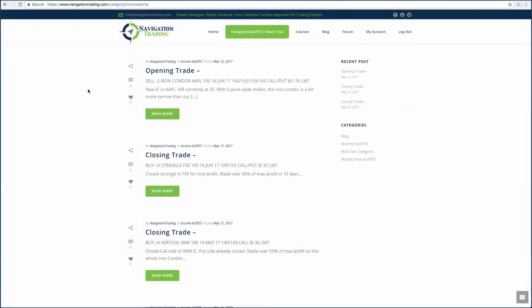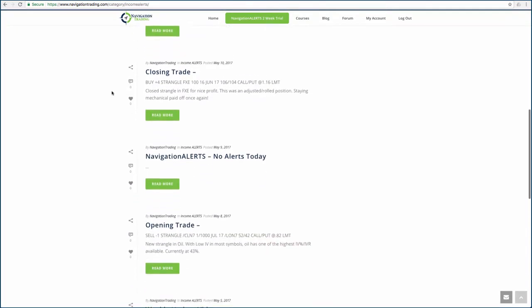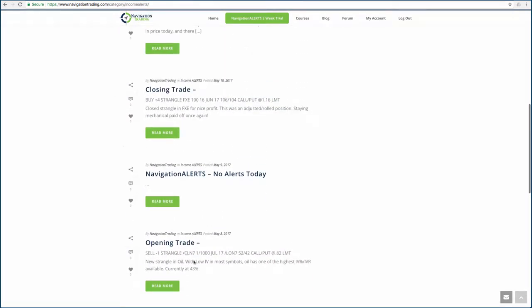So let's jump into the trades for this week. Starting with the first trade, we opened a strangle in oil, and this was in the oil futures contract. With low IV in most of the symbols across the board, even though it wasn't above our 50 level, it's kind of the highest thing out there. And so I love being involved in oil. It's one of my favorite vehicles to trade.